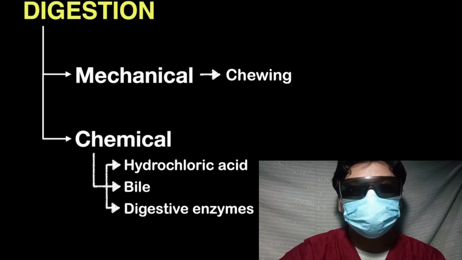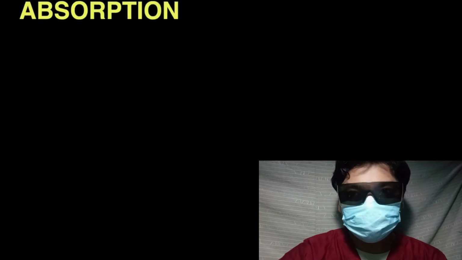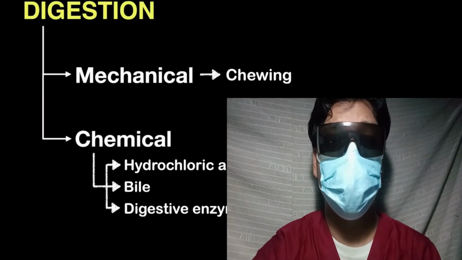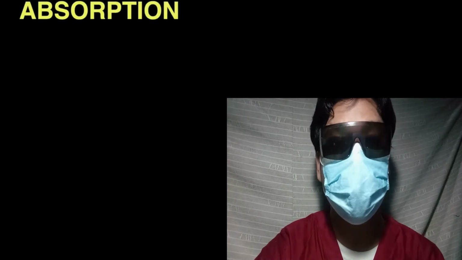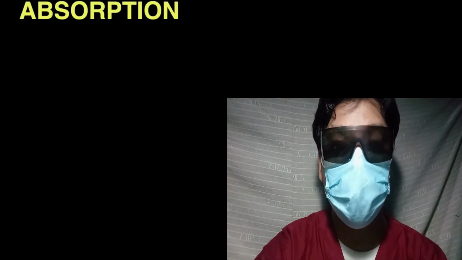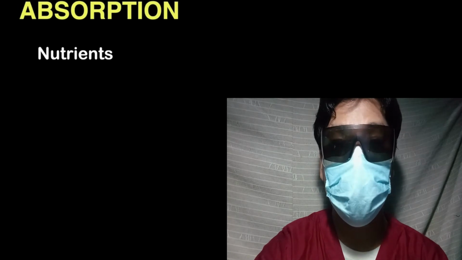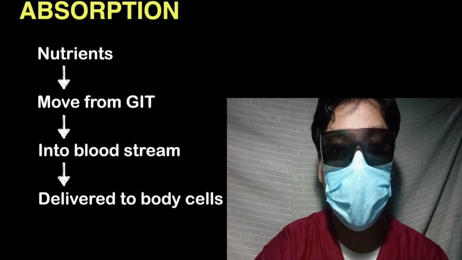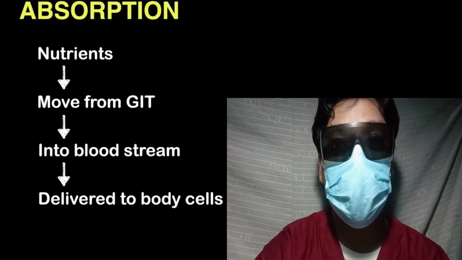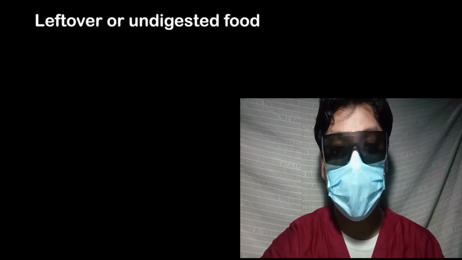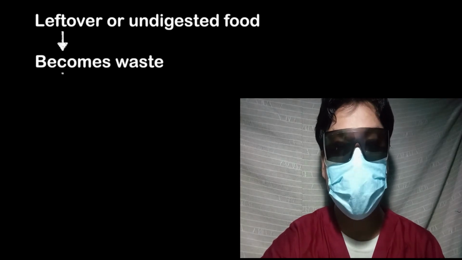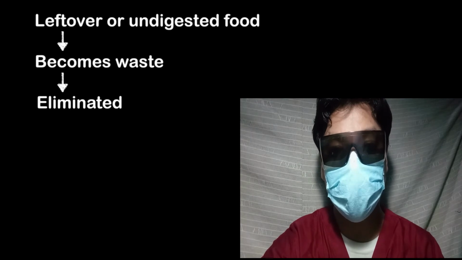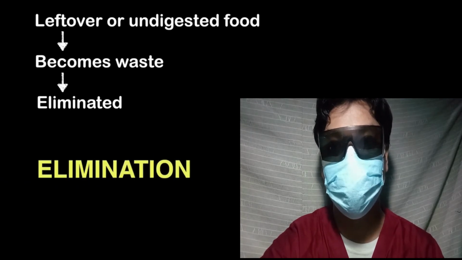Once the digestion of food is complete, the second function occurs, and that is absorption. In this process, the nutrients of digested food move from the GI tract into the bloodstream to be delivered to the different body cells. Then, the leftover or undigested food becomes waste and gets eliminated, and that is the third function of the GI tract, elimination.